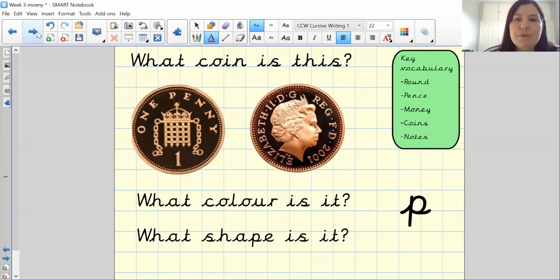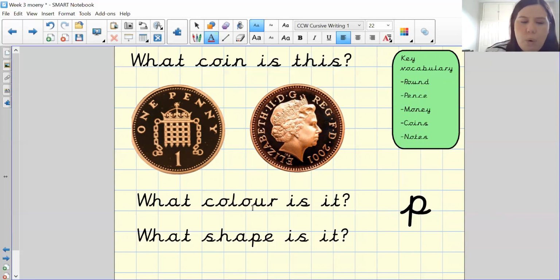So I'm going to go through some of them now. I'm not going to answer that question just yet, but from the next couple of slides, you will start to work out a pattern. Okay, so what is this coin? Fantastic. It is a 1 pence coin, or we also know it as a penny.